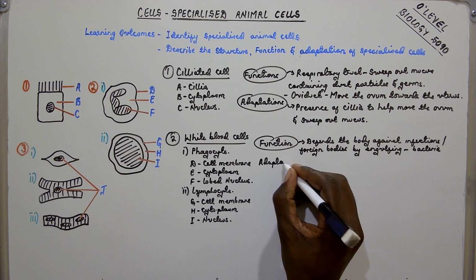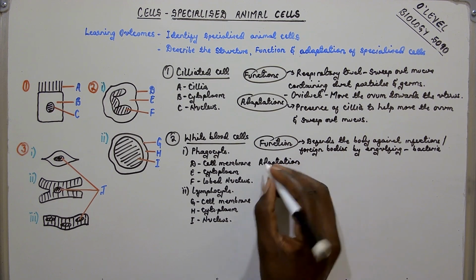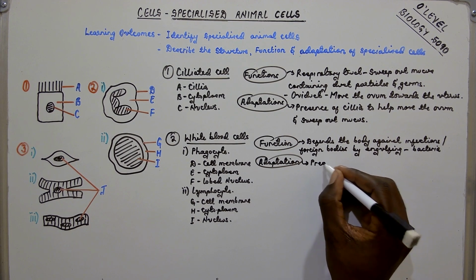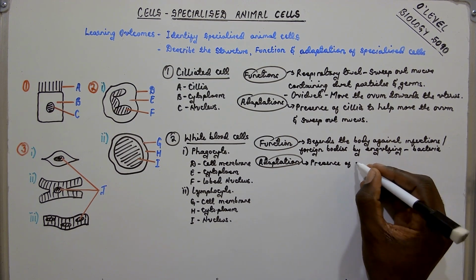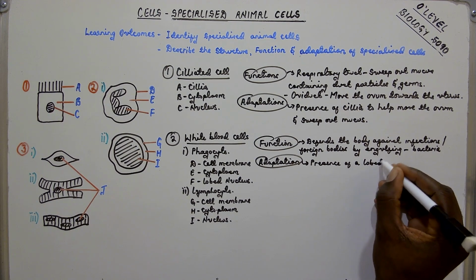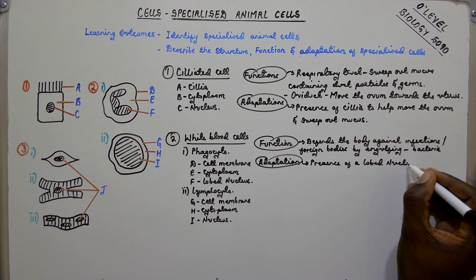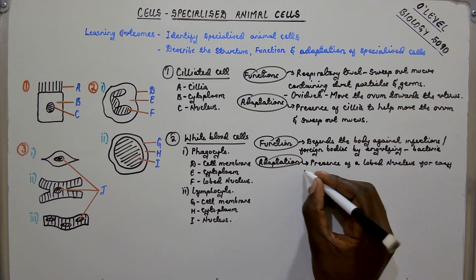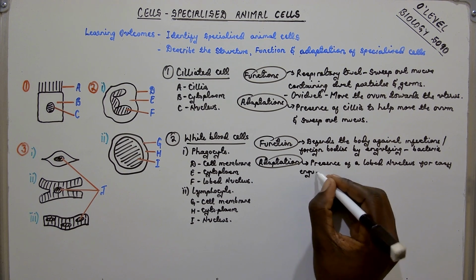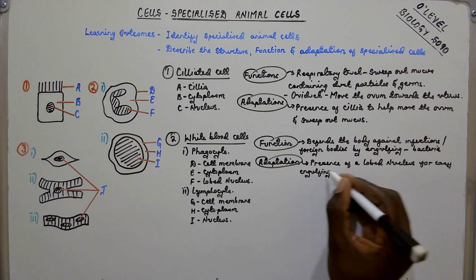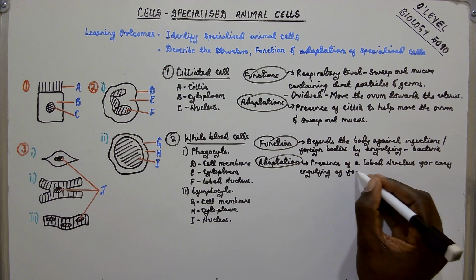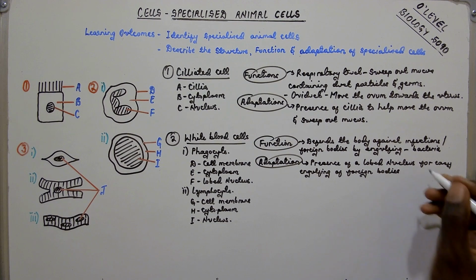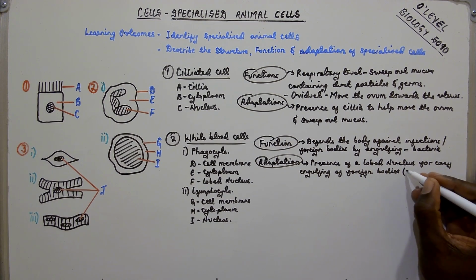What do you think are the adaptations of this particular cell? Adaptation. Okay, so we'll say presence of a lobed nucleus for easy engulfing of foreign bodies. Okay, foreign bodies. An example of these foreign bodies will say bacteria again.